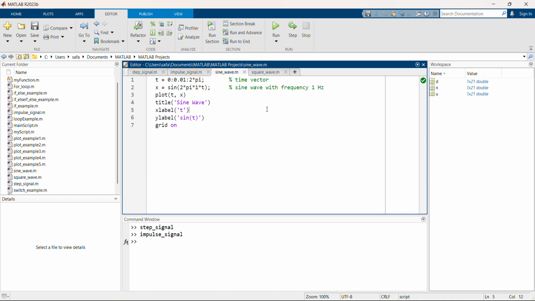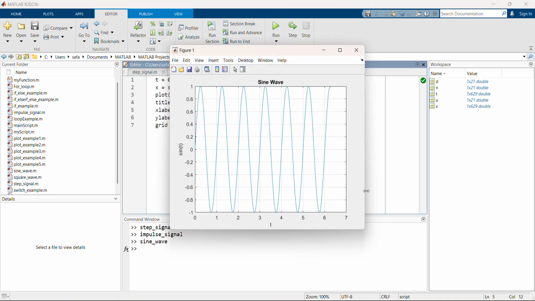One of the most important signals is the sine wave. It is the basis of many system analyses: time vector, sine wave, and title. Okay, run, and you can see.